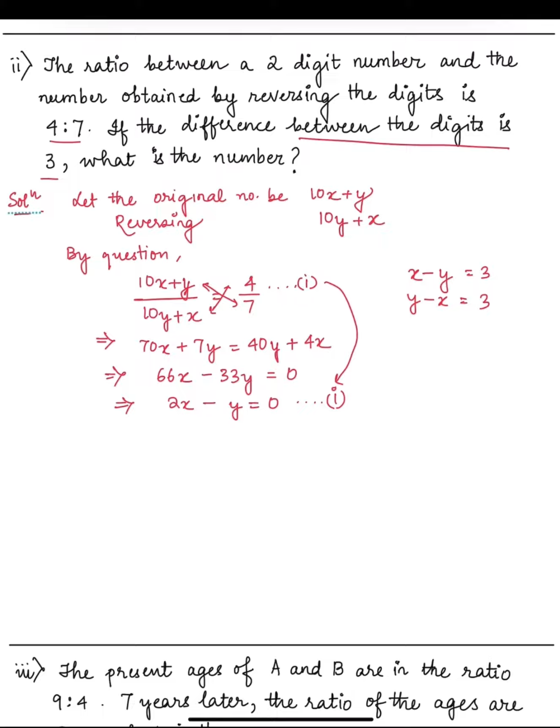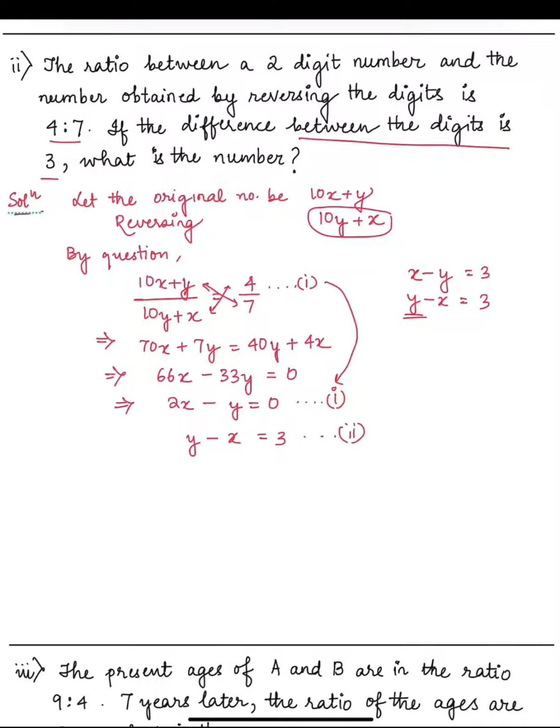But you need to think: the reversed number is greater because it is 7 factors, then the original number is 4 factors when we were doing the ratio. So obviously the reversed portion is greater. So y has to be greater than x. So the second equation is y minus x is equal to 3. This is my equation 2.